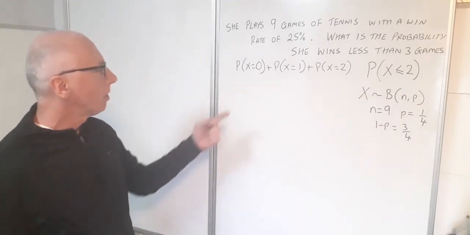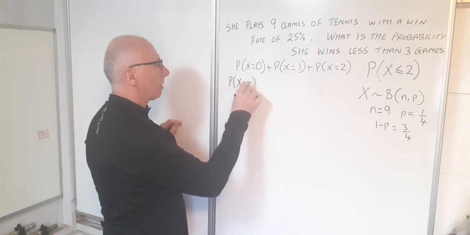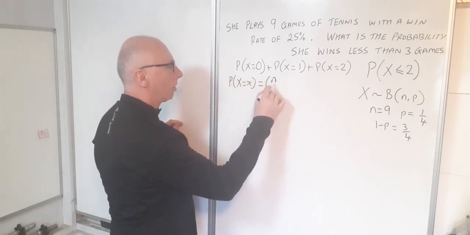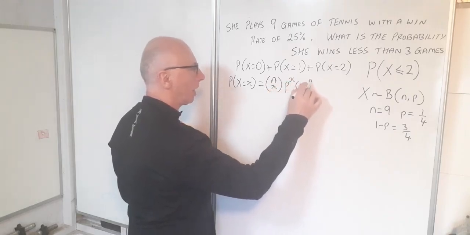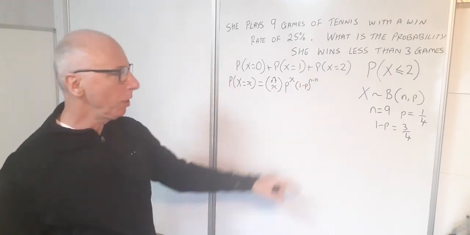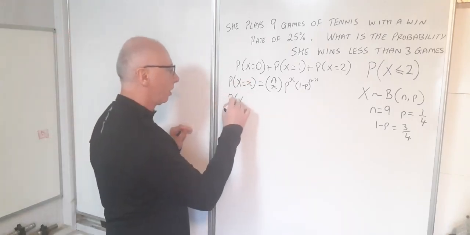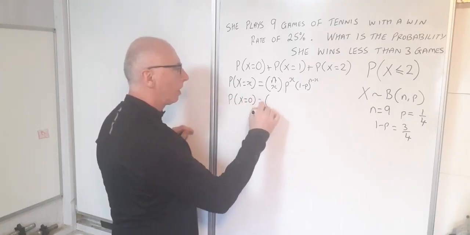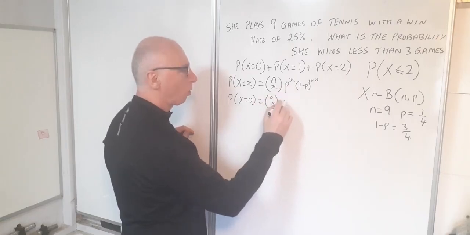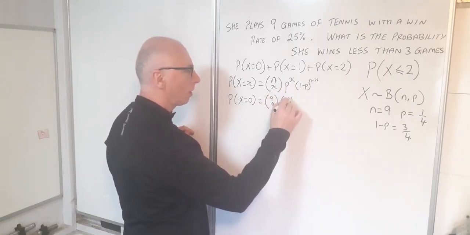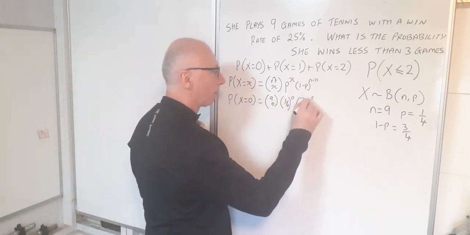So for x equals 0, what we use is probability x equals x is n choose x, p to the x, and then 1 minus p to the n minus x. That's our general formula for the binomial distribution in terms of our calculation. So probability x equals 0. In this case, n is 9. So we'll have 9 choose 0. P is a quarter, so it's a quarter to the power of 0. And then 1 minus p, 3/4 to the power of 9.